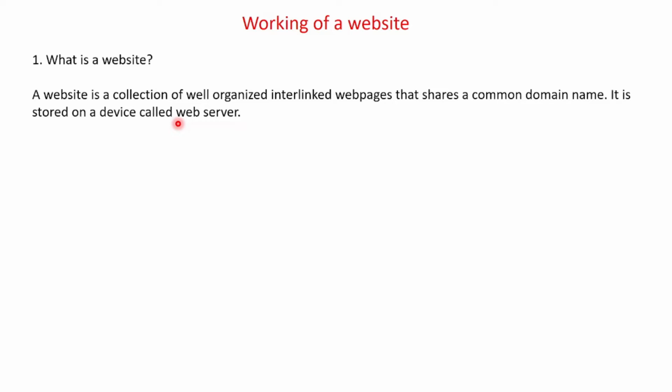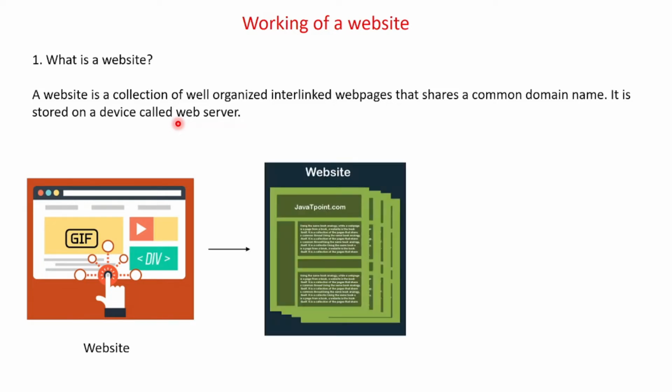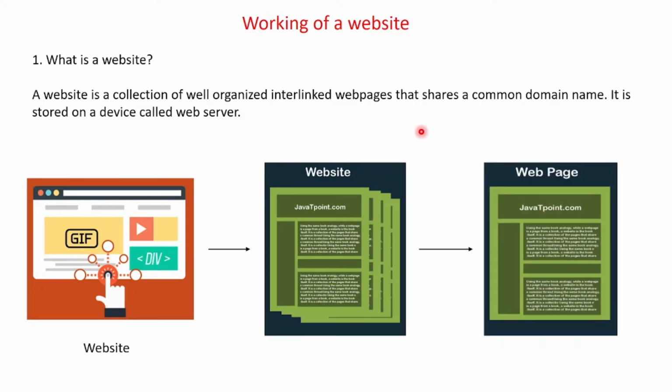Now let's suppose this is a website. I've just added some pictures to make it more easy. So this website is a collection of pages. As you can see, there are 3 or 4 pages here, and as you can see, this is one web page, right?